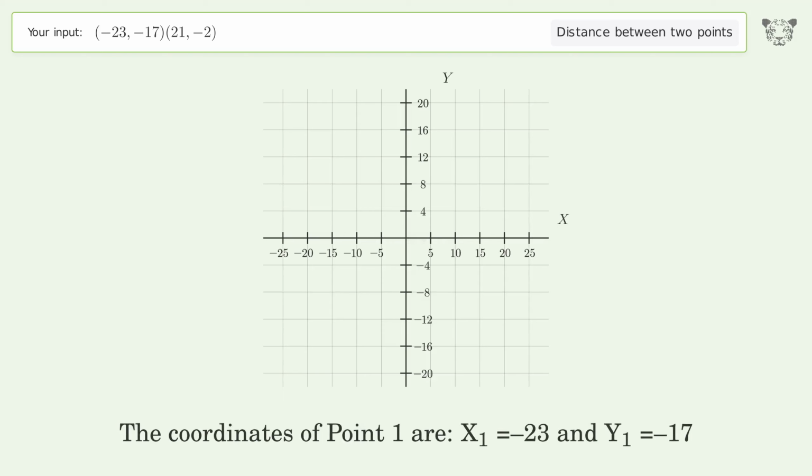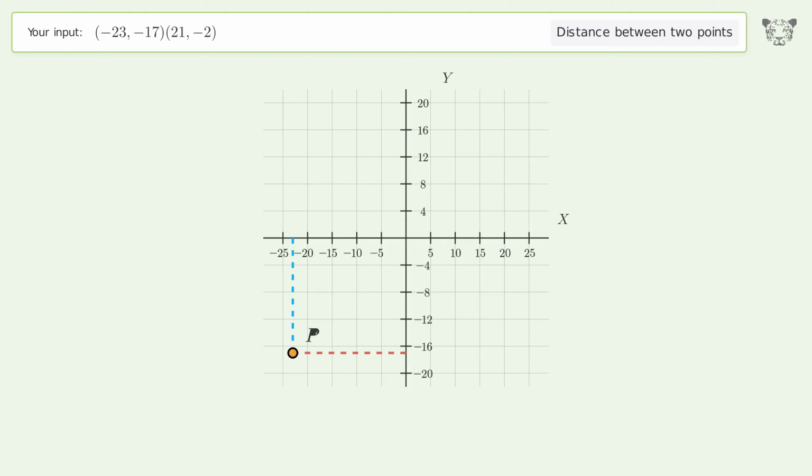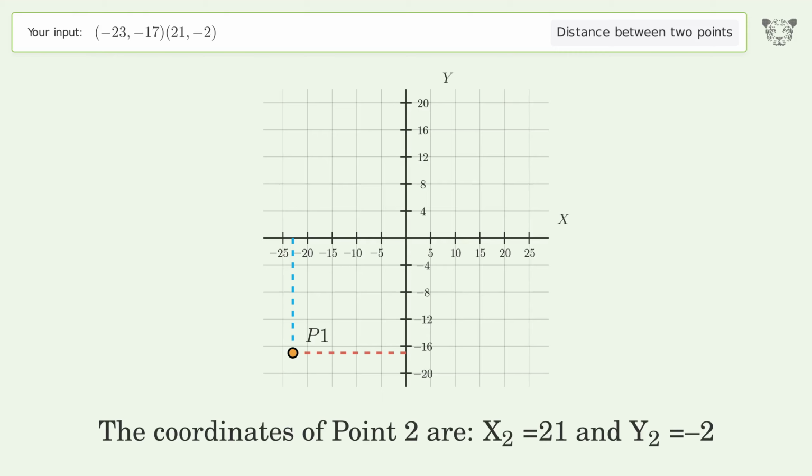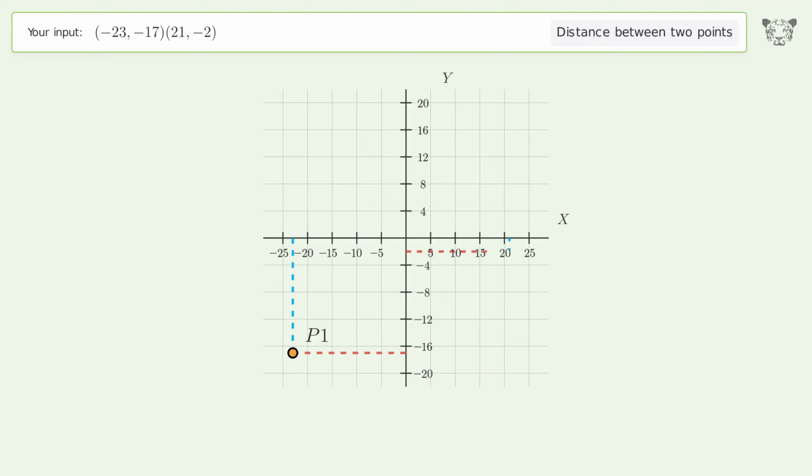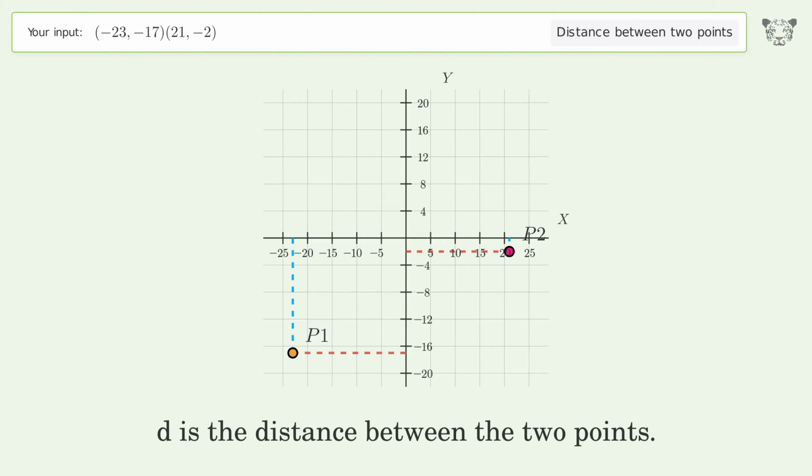The coordinates of point 1 are x1 equals -23 and y1 equals -17. The coordinates of point 2 are x2 equals 21 and y2 equals -2. D is the distance between the 2 points.